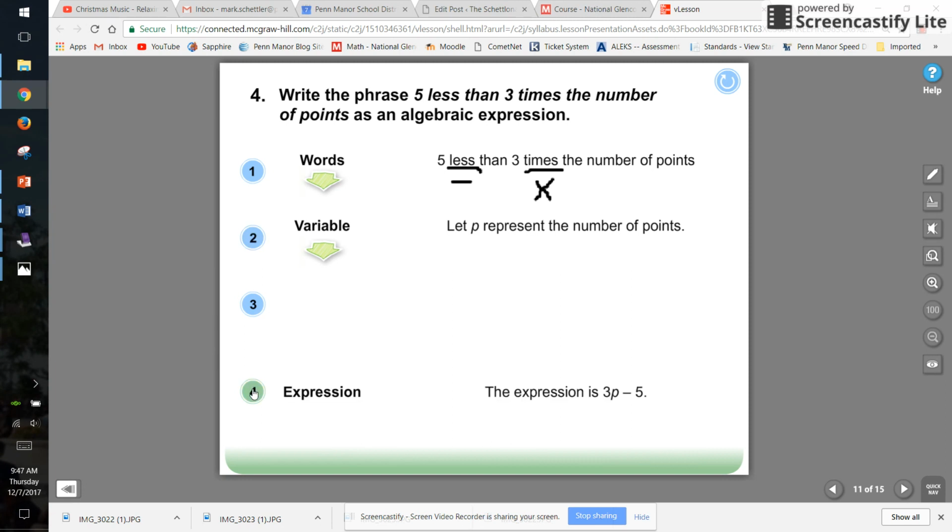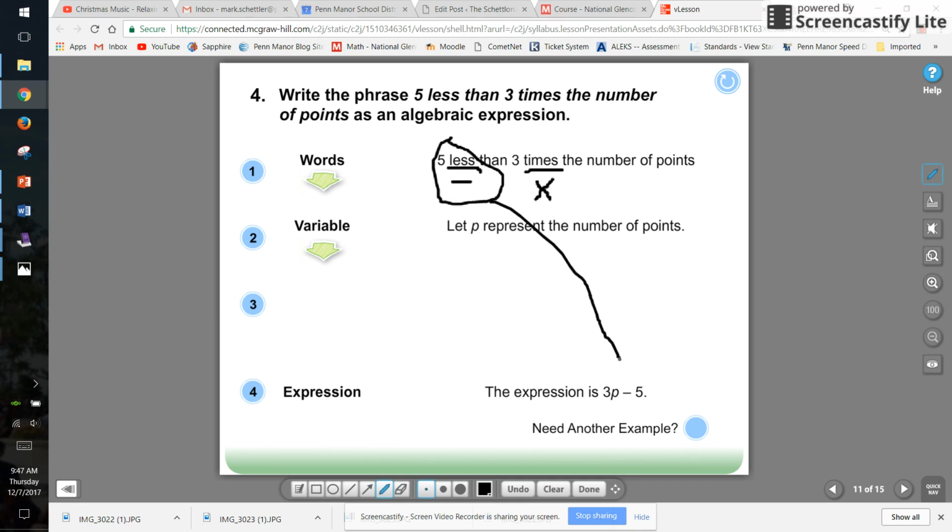If you said 3 times P minus 5, and then kind of going back, the minus 5 right here ended up at the back because we're subtracting from the original 3 times, which becomes 3p. And we talked yesterday a little bit about when we put a variable next to a number like that, it's really saying 3 times that number.